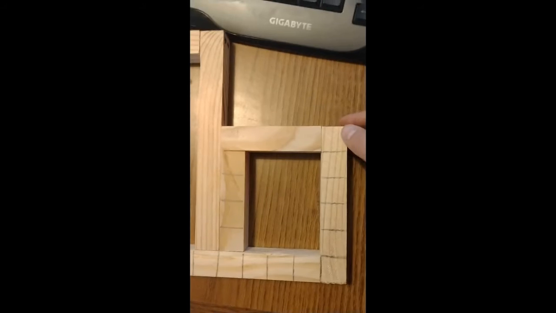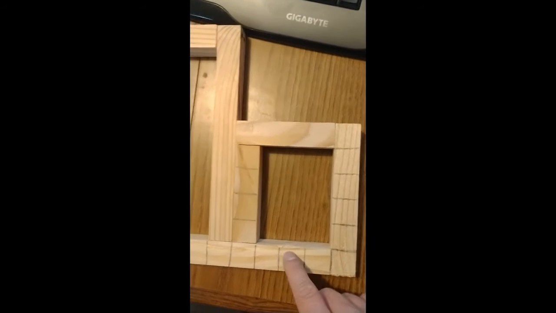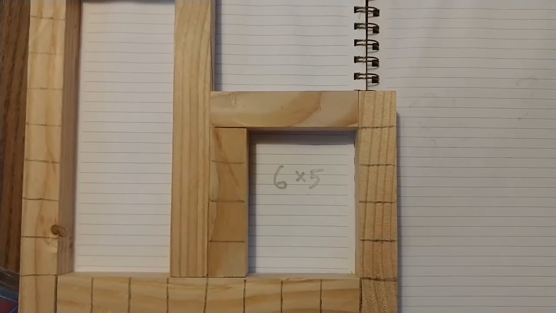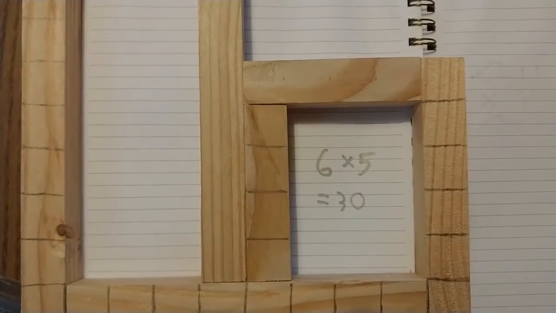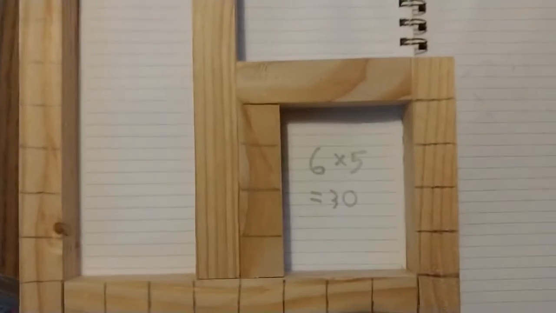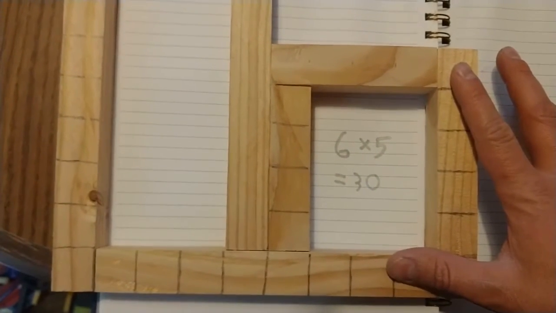Alright, let's focus on this little square to start with. So, we'll just take one side, 1, 2, 3, 4, 5, 6, and multiply it by the other side. 1, 2, 3, 4, 5. So now we've got 6 times 5 equals 30. So now we know that the area of this smaller square right here is 30.